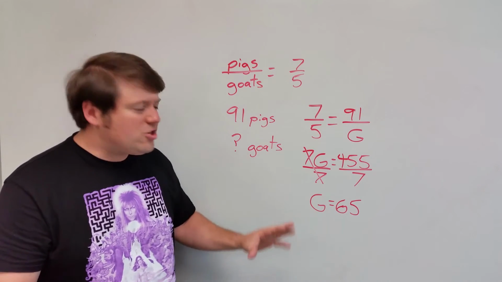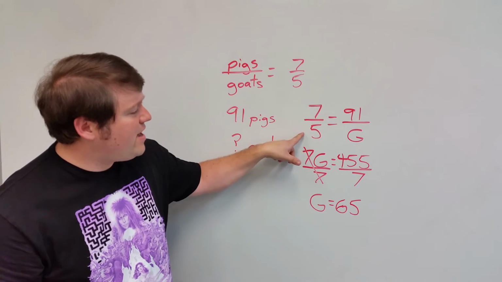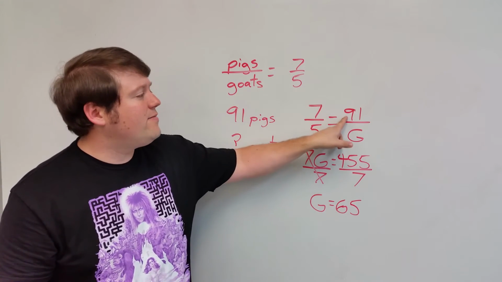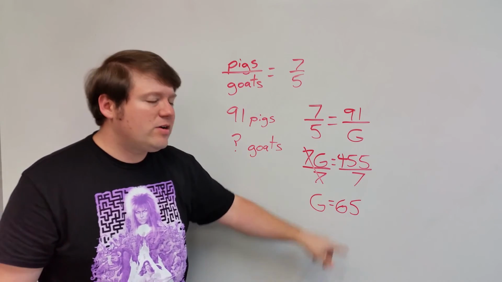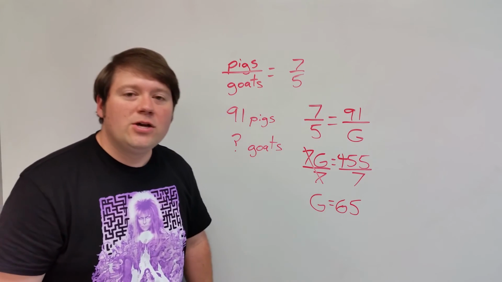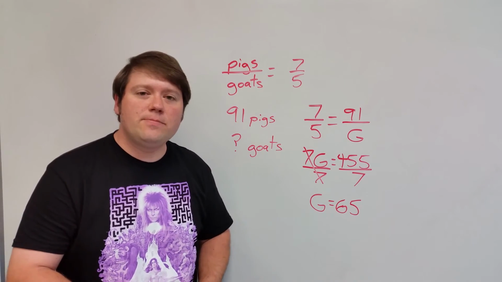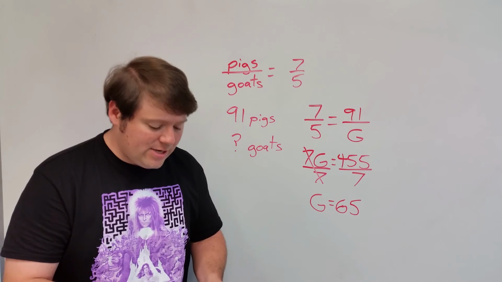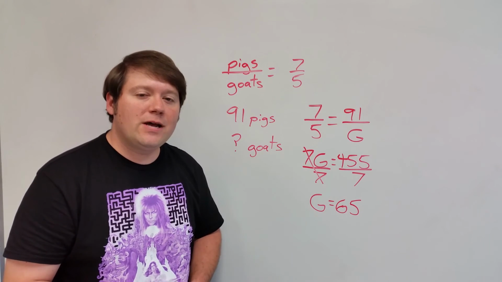And you can always kind of check and make sure it makes sense. Remember, every 7 pigs, we have 5 goats. So if we have 91 pigs, we should have a few less goats, and around 65 sounds good. So this was ratios, proportions. They're pretty simple. Later on, we'll get to more advanced ratio problems. We might even do a special video on them sometime as well.